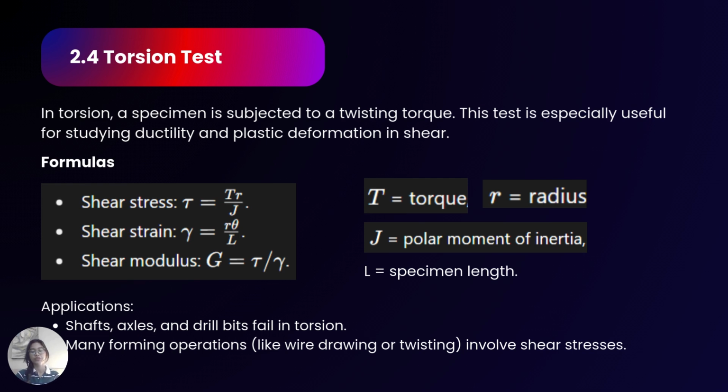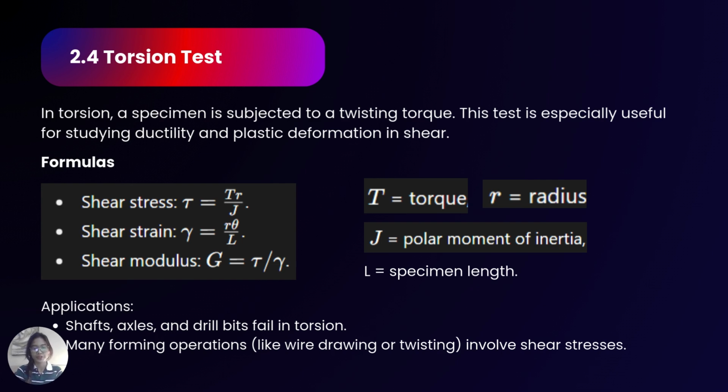Next, we move on to the torsion test. In a torsion test, instead of pulling or pushing, we apply torque to twist a specimen. Tubular specimens are often used to avoid stress concentration in the center. The torsion test gives us properties such as shear modulus, or G, shear strength, and ductility in shear, all very important for shafts, axles, and rotating machinery.